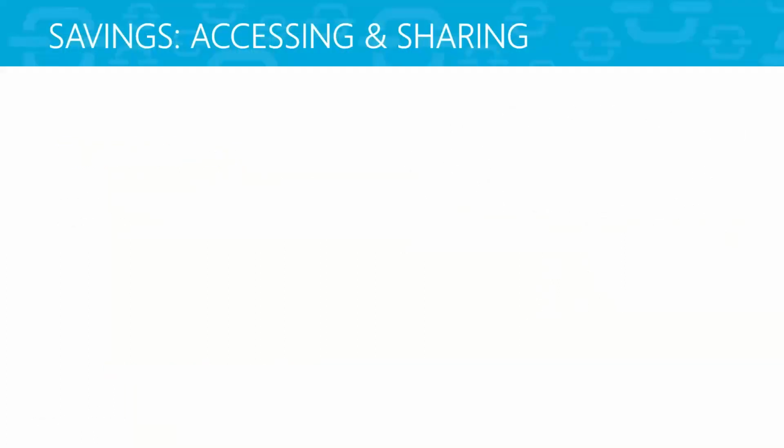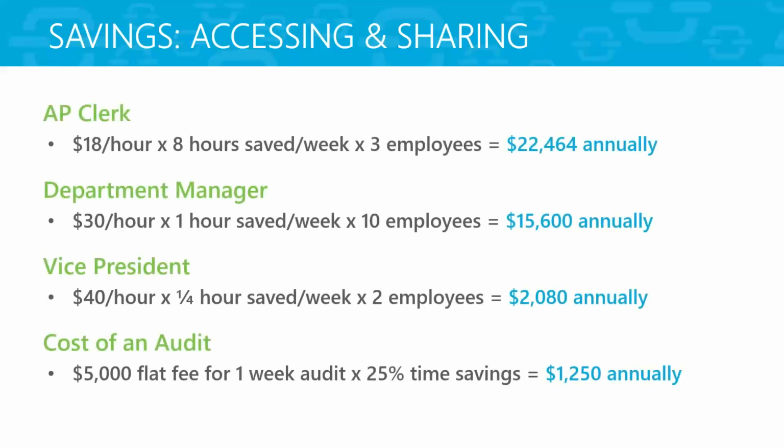Again, we understand that everyone is a little bit different. Different parts of the country are going to charge different things, so we try to balance that out just to give you an idea. Some of you might be shaking your head, that's not right, or some of you might go, that's about right. But think about an AP clerk. If they're getting paid $18 an hour and we save them 8 hours a week, they're saving about $22,464 annually.